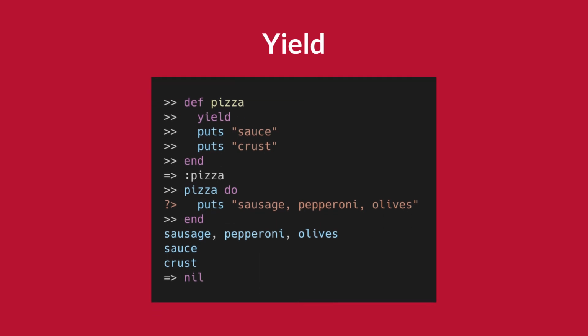Let's define a simple method called pizza to use the yield keyword. In this case, we are going to print sauce and crust to the console. You notice that we put the yield statement at the top. So now in the bottom of our code, you can see that we're going to pass in a do-end block to pizza. That block prints out sausage, pepperoni, and olives. Now simply we can call pizza, and you can see all of those values are printed out in order.